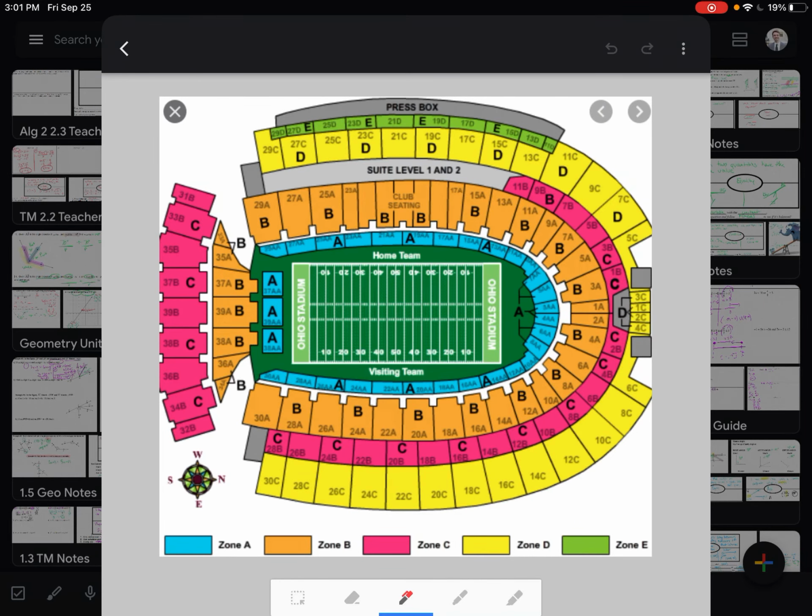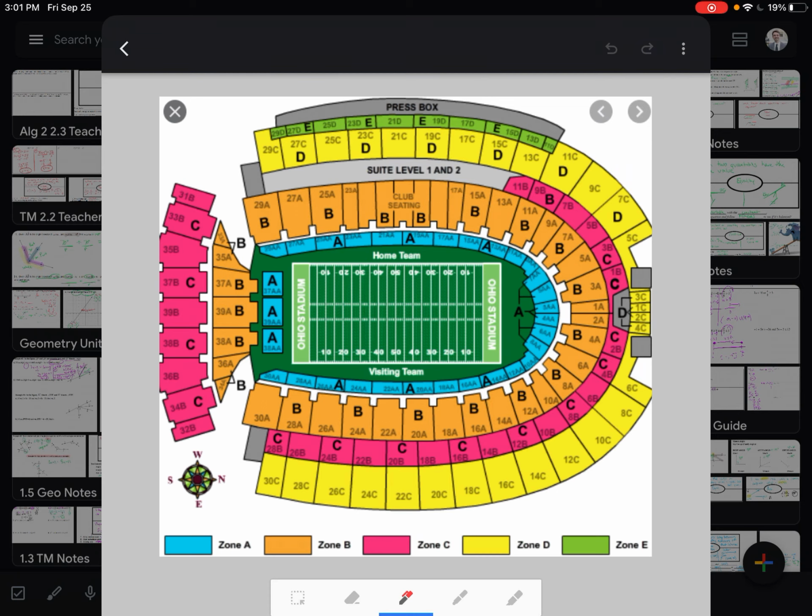Hi everybody and welcome. Today we're going to start off by actually talking about Ohio Stadium. So our goal after watching today's video is to be able to take word problems and convert them and solve systems of equations. So to restate that more simply, we're going to be solving systems of equations word problems today.